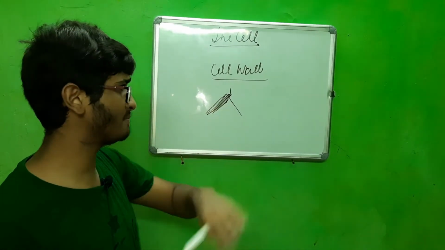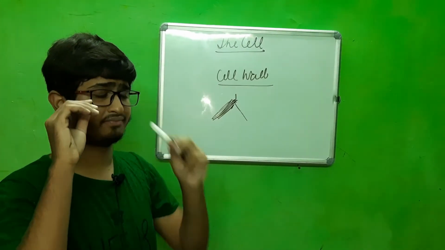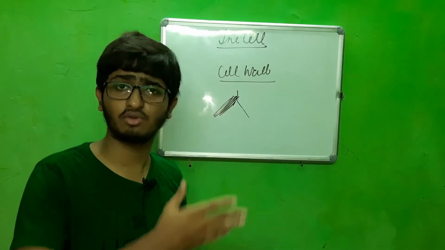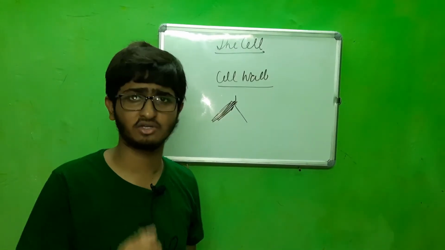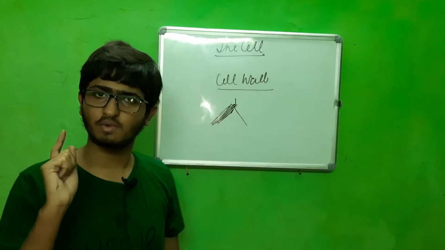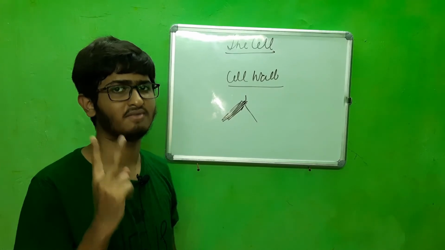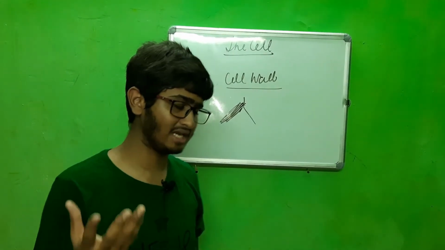So the structure is made up of cellulose; location, it is the outermost covering of the plant cell; and function, it provides rigidity to the plant cell and also protects the contents of the plant cell. These are the two main functions of a cell wall.